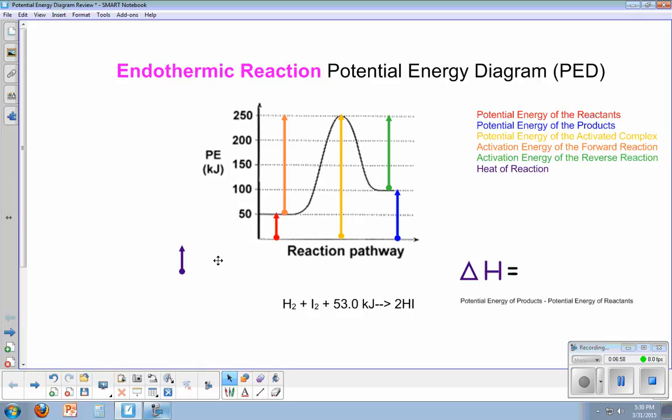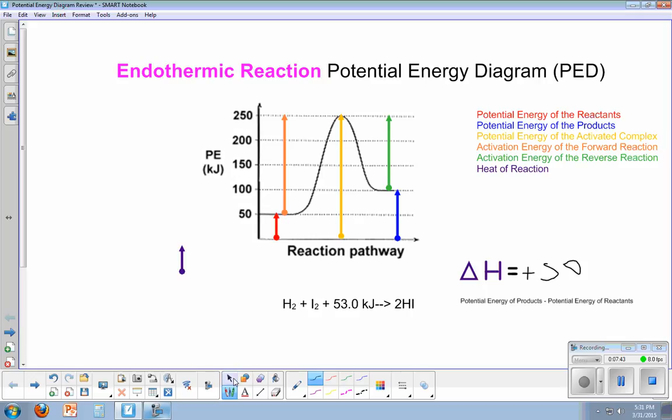The last thing that we have to know is heat of reaction, which we know is represented by delta H. Delta means a change in. So this delta H is telling us the change in, or the difference between, the potential energy of my products, which we said would be here, and the potential energy of my reactants, which in this case would be here. So if we subtract 100 minus 50, we get 50 kilojoules. Okay, that's a pretty poor 50, but you get the point. So 50 kilojoules, and that's a positive 50 because we're absorbing it. 100 minus 50 is a positive 50. So 50 kilojoules are absorbed.